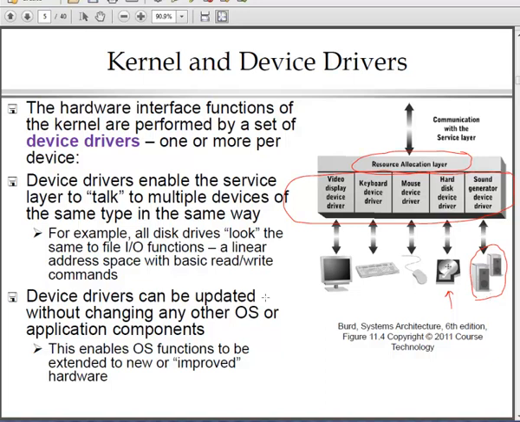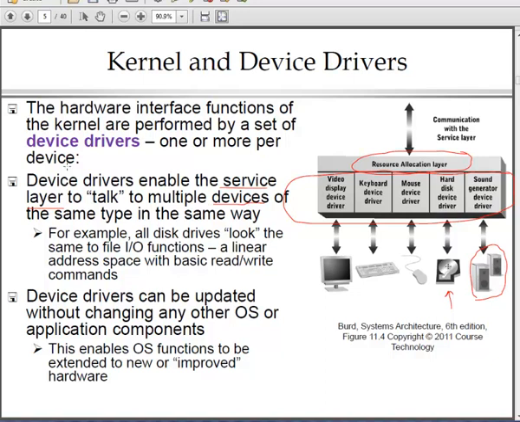So basically, as many devices as there are in the system, there are at least that many kernel device drivers, and possibly more, because sometimes there are multiple device drivers associated with the same device. So device drivers are basically the bridge between the service layer and the hardware devices.